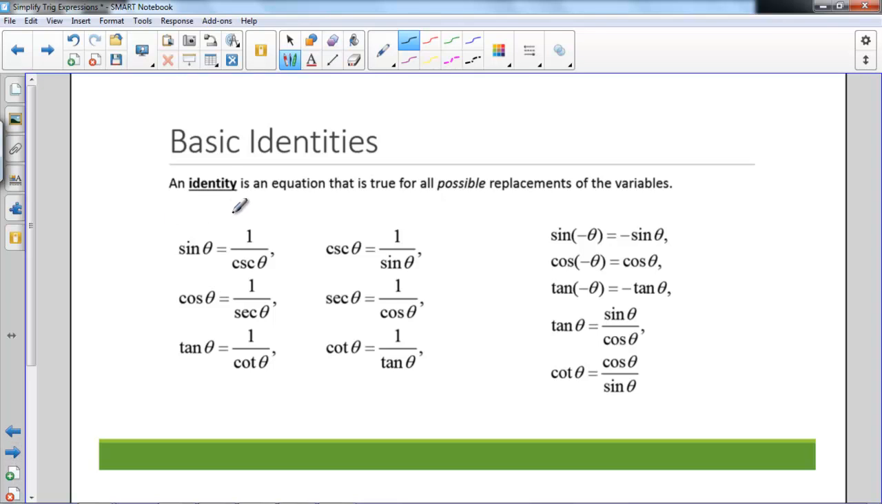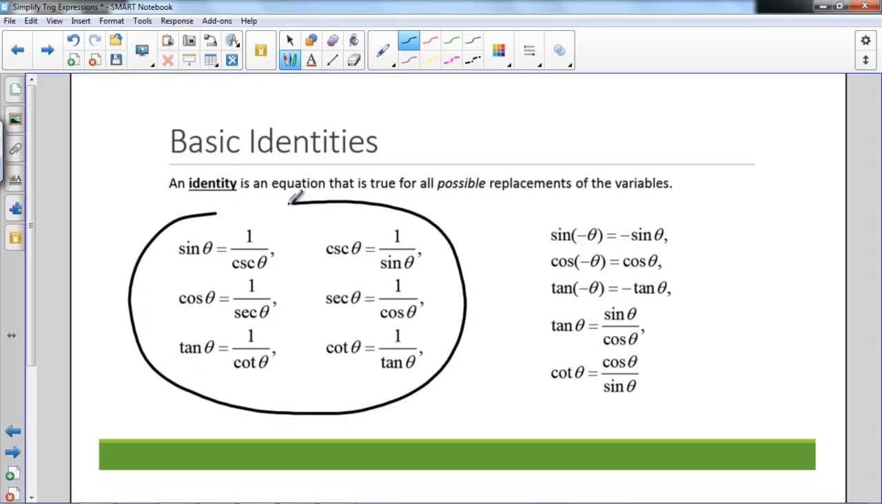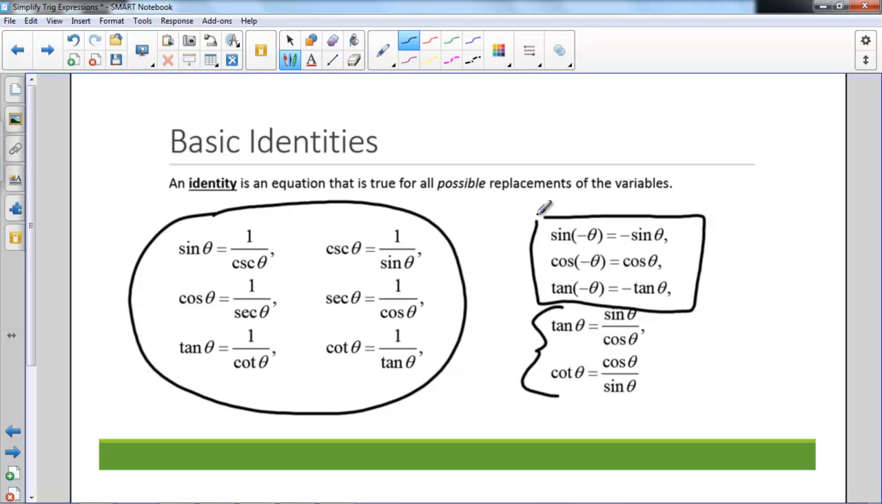So on this side right here, we have the reciprocal identities. And then over here are some more common notations of how to rewrite tangent and cotangent in terms of sine and cosine. And then these ones over here are basic identities that relate back to the unit circle and the correlation between the angle measure and the sine and the cosines.